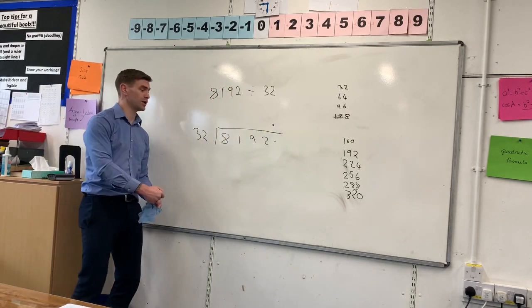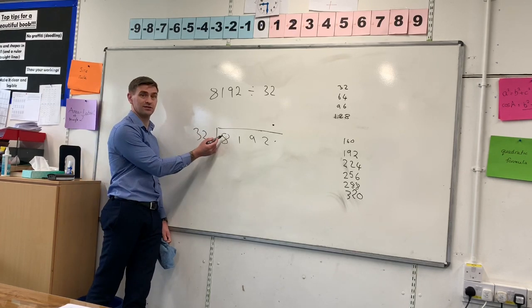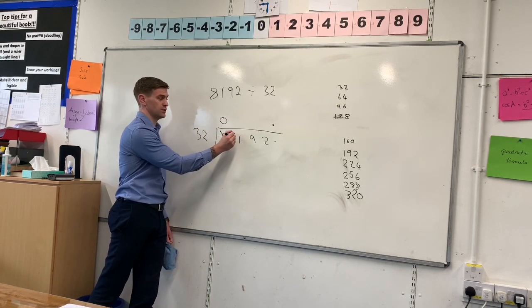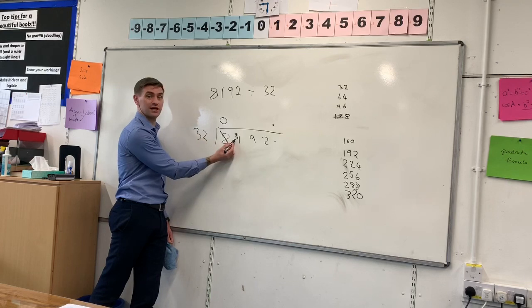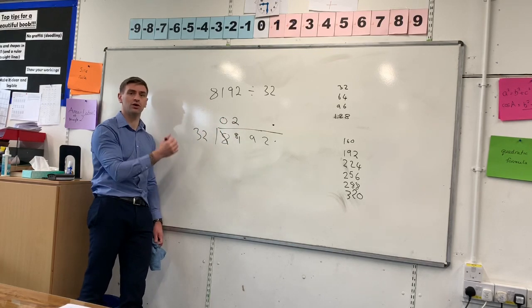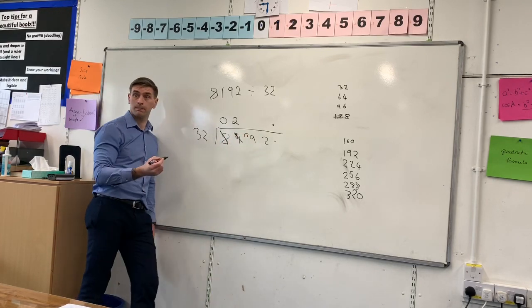So what's the first question I'm going to ask myself? How many times is that? Good. How many 32s go into 8? 0. None. So what do I do with my 8? Carry it. How many 32s go into 81? 2. So 2 times 32 is 64. 81 minus 64 is 17.